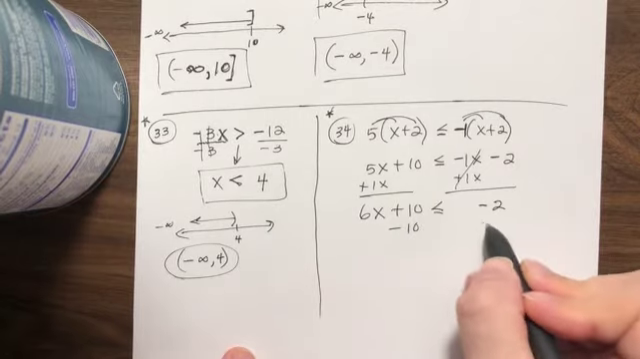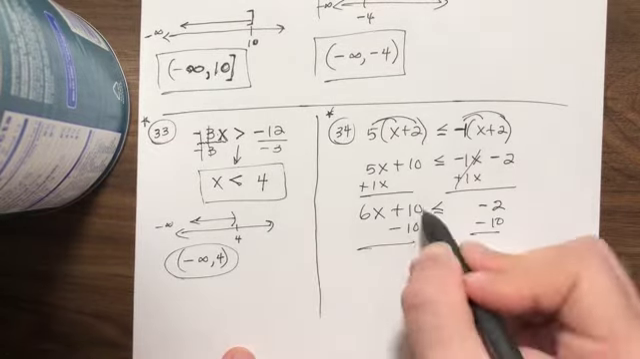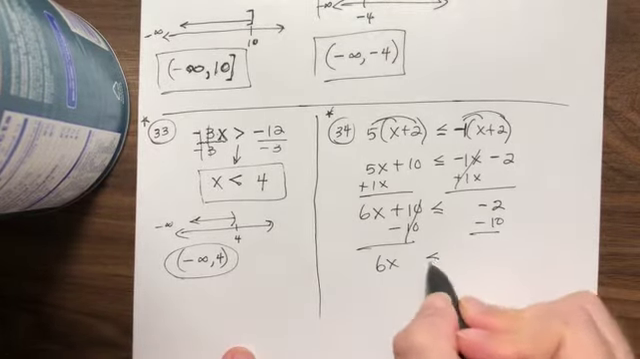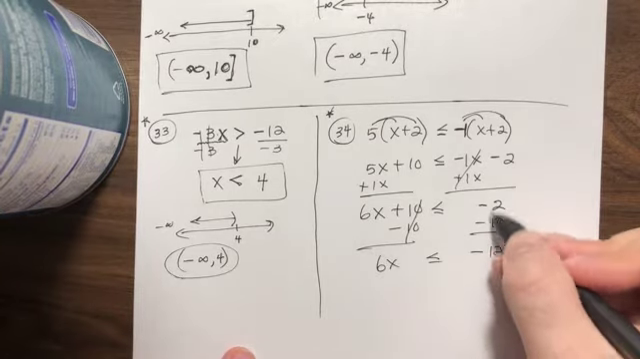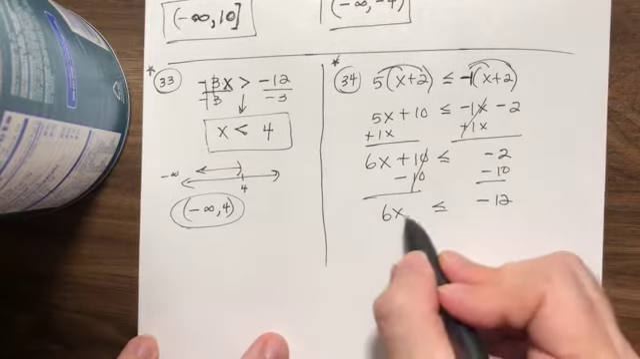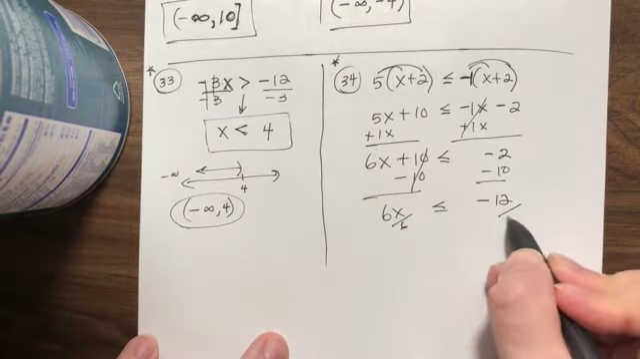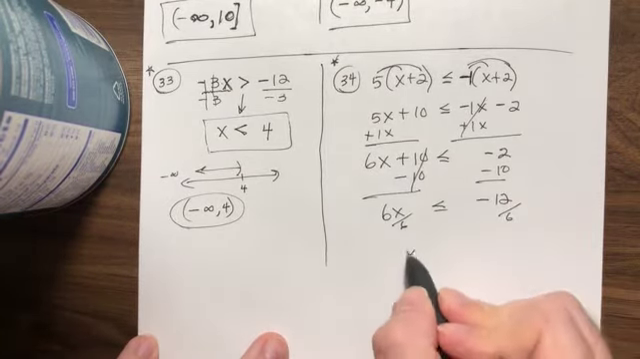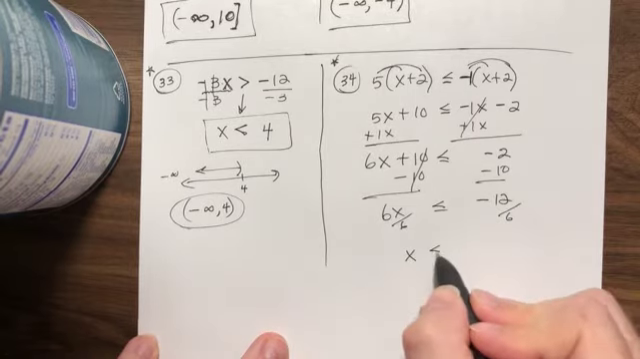Now, minus 10 on both sides. And we get 6x less than or equal to negative 12. Again, same signs, add. Keep the sign. And then we're going to divide by 6. And when we divide by 6, nothing happens to him because the number in front is positive.